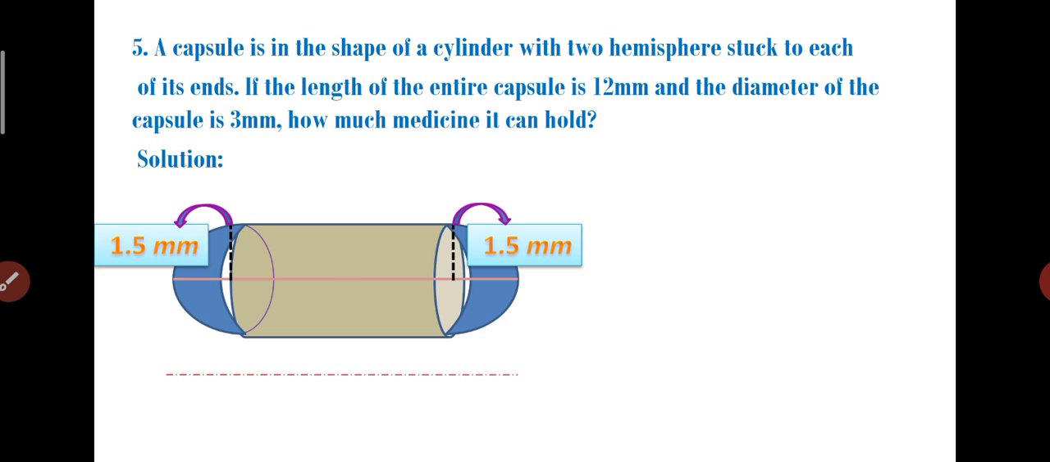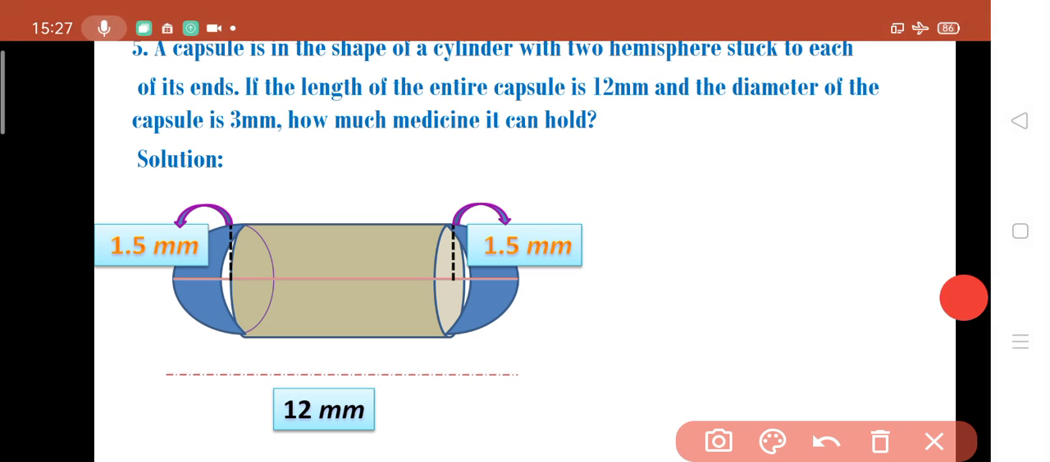In chapter 7, mensuration, exercise 7.3, fifth question. Very important public question, children. A capsule is in the shape of a cylinder with two hemispheres stuck to each of its ends. If the length of the entire capsule is 22 millimeter and the diameter of the capsule is 3 millimeter, how much medicine can it hold?